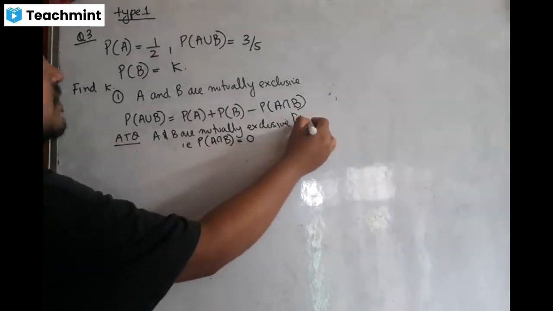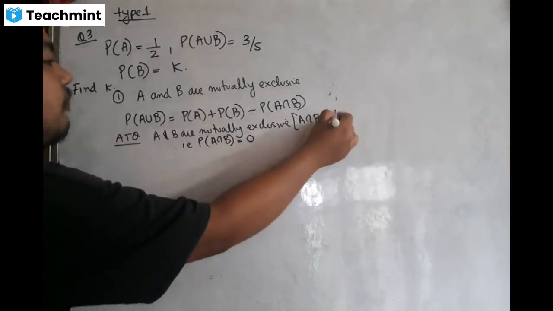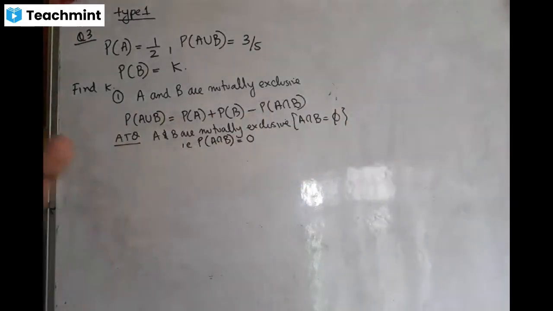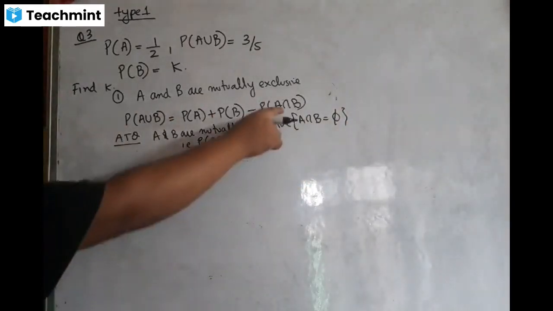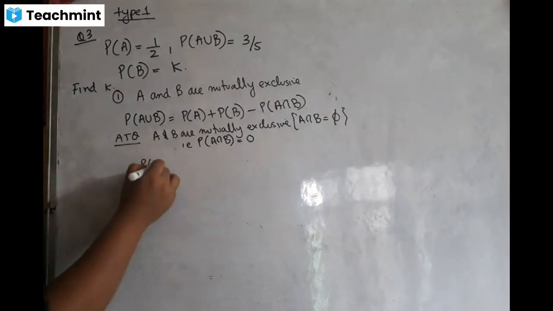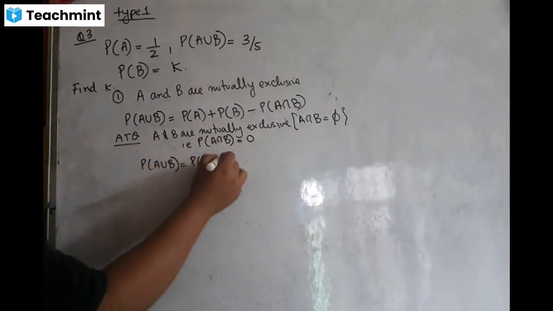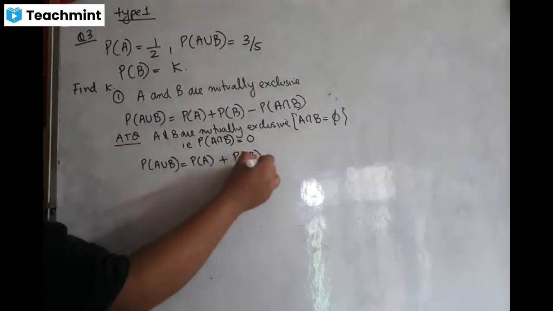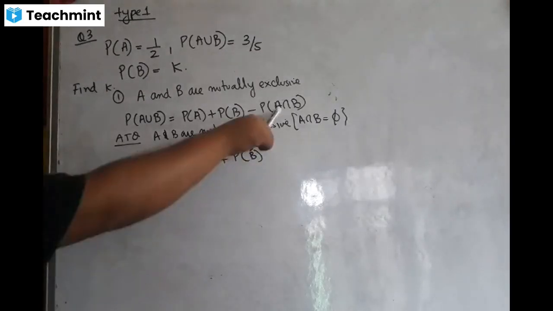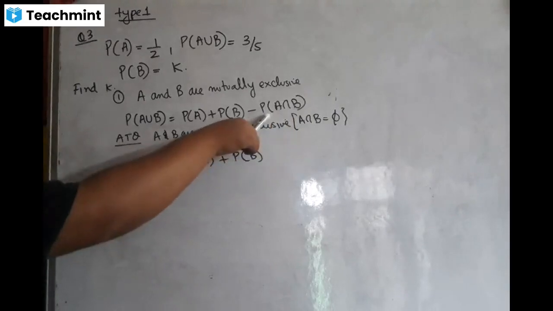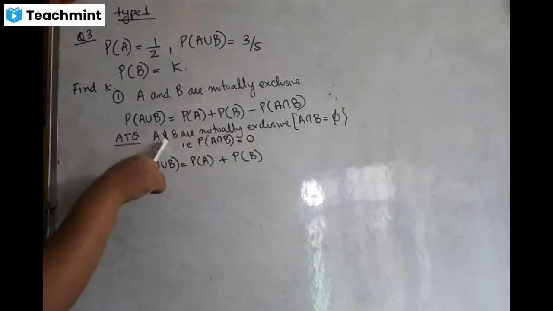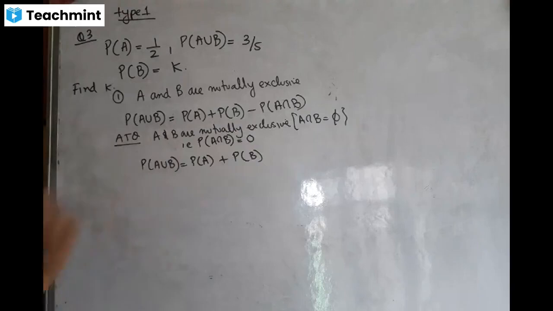Mutually exclusive means A intersection B is equal to empty set, which means there is nothing common between A and B. So if this part becomes 0, then the formula will now become probability of A union B is equal to probability of A plus probability of B. That's it. Then this part is going to vanish. Why is this part going to vanish? Because A and B are mutually exclusive events.